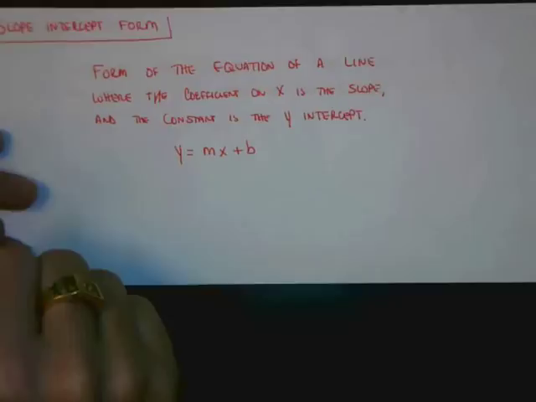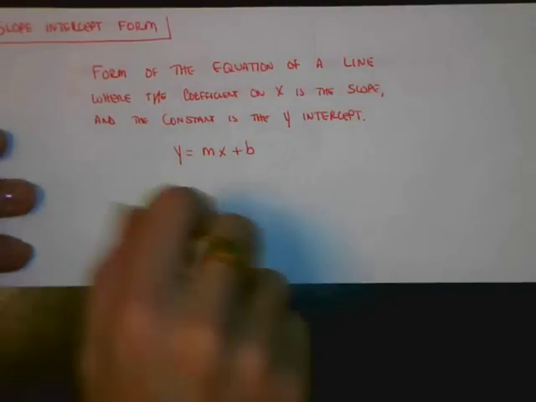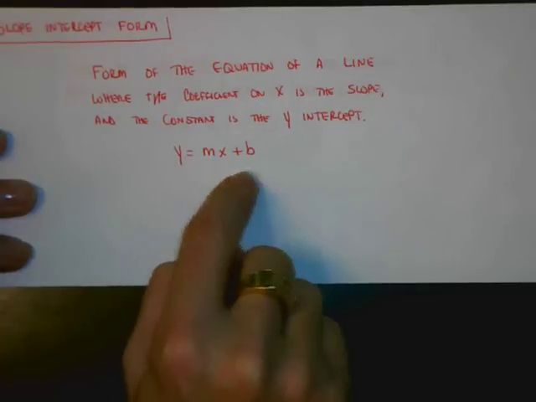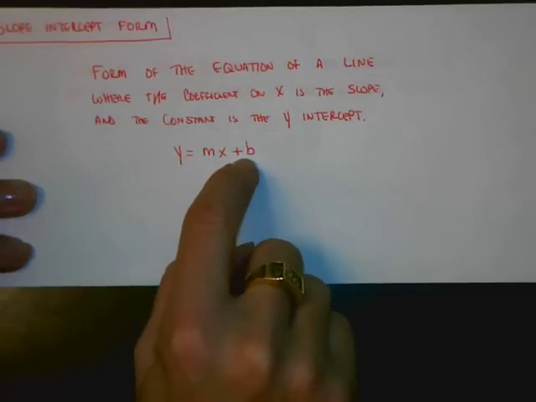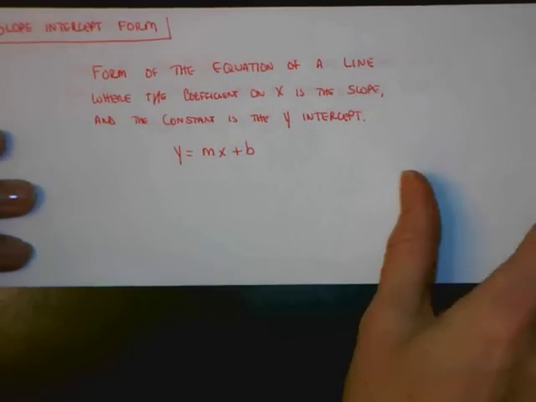Next is slope-intercept form. This is a form of the equation of a line where the coefficient, that is the number in front of the x, is the slope, and the constant, the number that we're adding or subtracting, is the y-intercept. Typically we write slope-intercept form as y equals mx plus b.